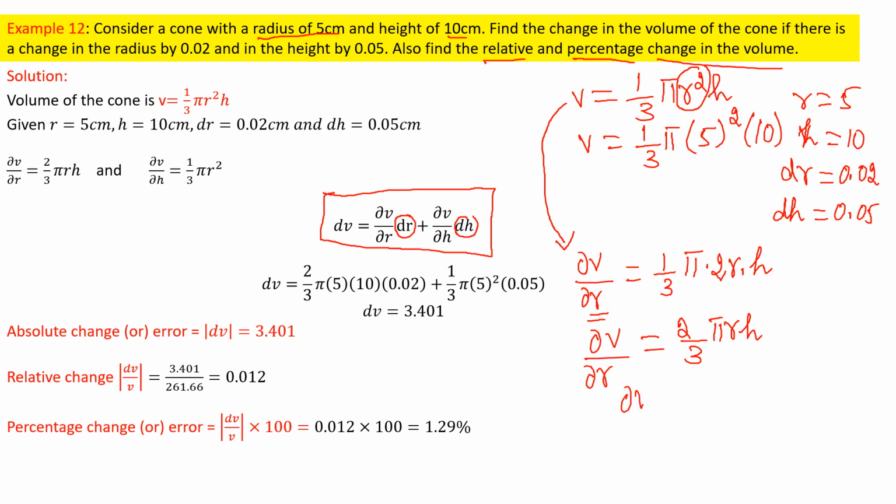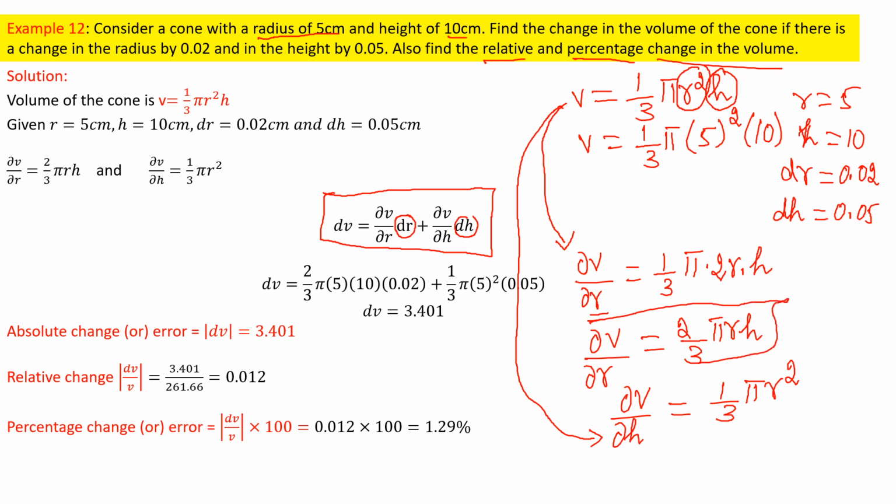Then I have to calculate dou v by dou h. What is the meaning of dou v by dou h? Take the volume v, differentiate the partial derivative with respect to h. So 1 by 3 is constant, pi is constant, r squared also constant. Derivative of h with respect to h will give you 1. So we have dou v by dou r equal to 2 by 3 pi r h and dou v by dou h equal to 1 by 3 pi r squared.